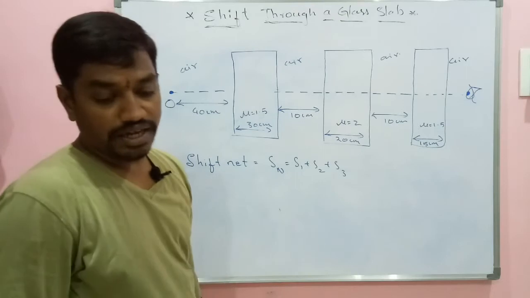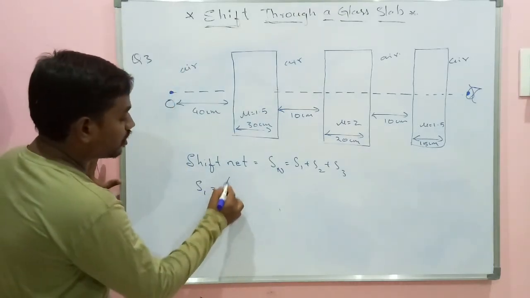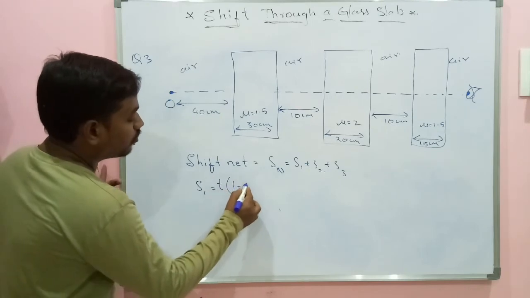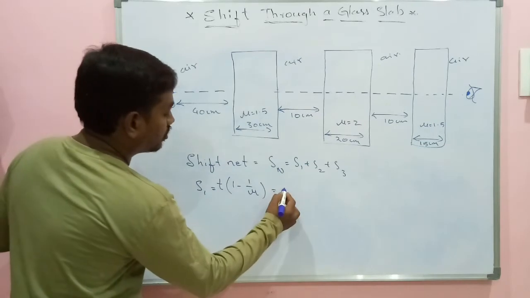So calculating S1, S2, S3, if you want to calculate S1, the formula is T of 1 minus 1 by mu. T is how much here? 30.